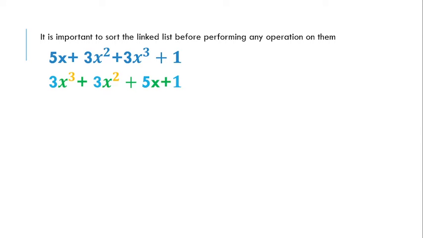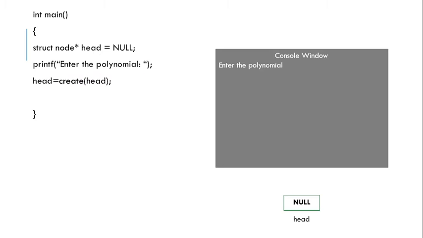So it is important to sort the list before performing any operation on them. Now let's move on to how to represent a polynomial using linked list. We will be getting user input: how many terms are there, what are the coefficients, and what are the exponents. After that we will be creating a new node, and then we will insert the new node in its respective position. So these are the things we are going to deal with next.